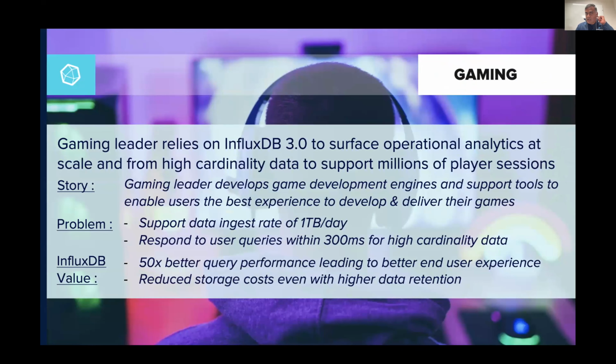The other example is one of the top gaming leaders. 70% of the top 1,000 mobile gaming applications use them. They also use InfluxDB. They had looked at other solutions because they wanted high cardinality data to support millions of players. But when they talked to us, they said, why don't you do an evaluation on InfluxDB 3? We can not only ingest 1 terabyte a day, but they were also looking for less than 300 milliseconds for high cardinality data. Now they're getting 50x better query performance and really reduced storage costs.